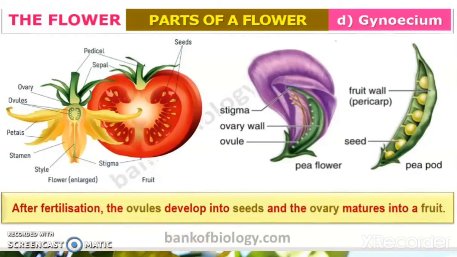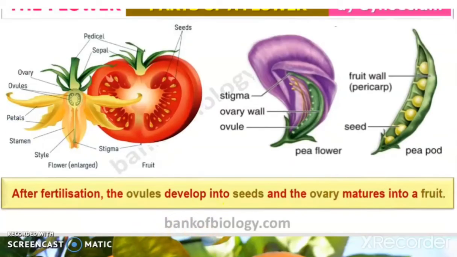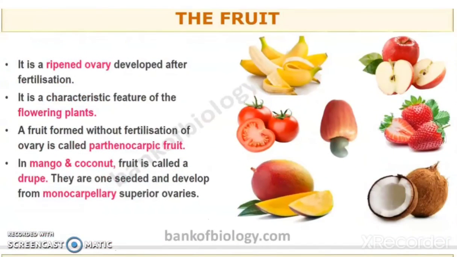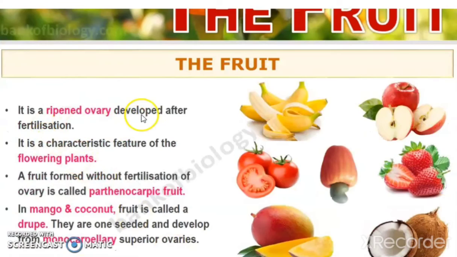Now let us learn about the development of the fruit and the seed, right? So first, if you take the case of fruit, it is a ripened ovary developed after fertilization. After fertilization, the bulged ovary portion will develop into a ripened portion. Okay, and this is the characteristic feature of flowering plants. The formation of this ripened ovary is a characteristic feature of flowering plants, right?